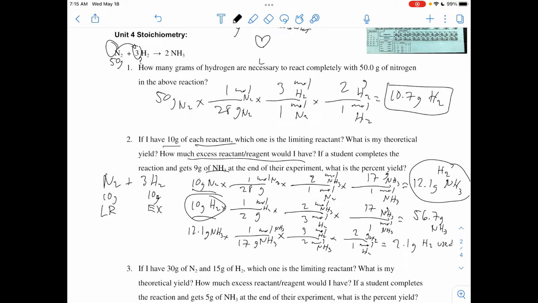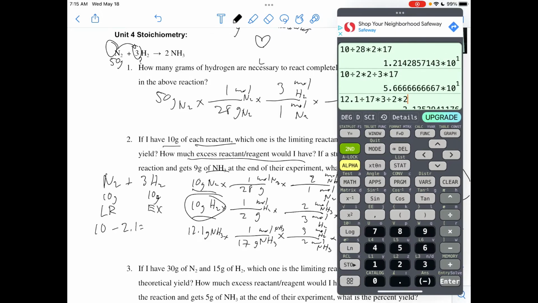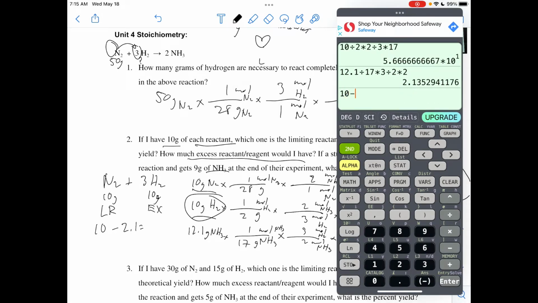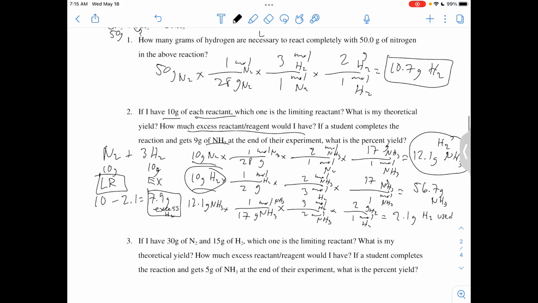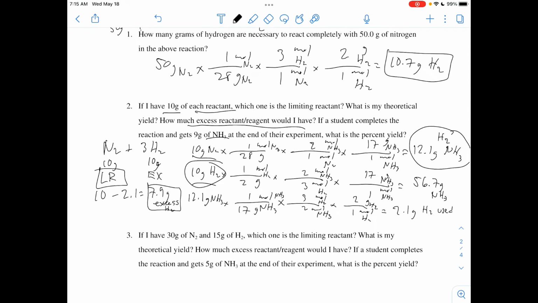Remember we would start off with 10 grams, only 2.1 of it was used, so how do I get that? So 10 minus 2.1 would give me my excess. What is that? 7.9. 10 minus 2.1, 7.9. 7.9 grams of excess H2. Okay, so N2 is my limiting reactant, H2 is my excess reactant. I would have 7.9 left over.